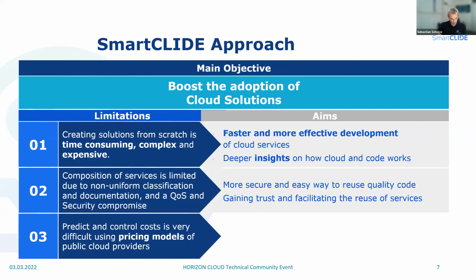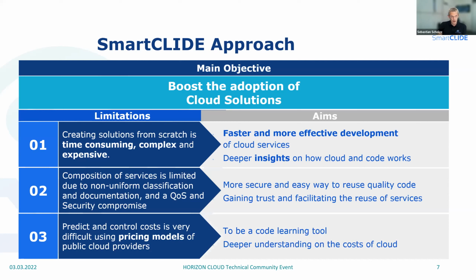And then the third limitation we see is that it's very difficult to predict and control the costs of building such applications, especially if you use the different pricing models of public cloud providers, that's relatively difficult. And our aim is that SmartCLIDE shall be a code learning tool, and that we also provide a deeper understanding of the costs of cloud.